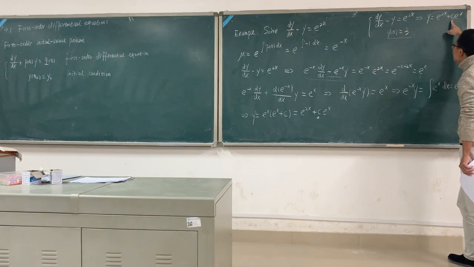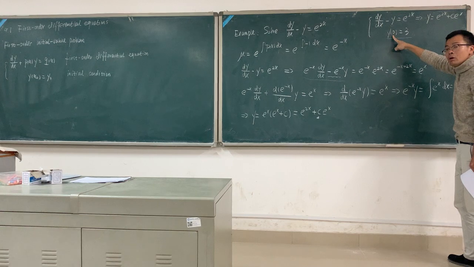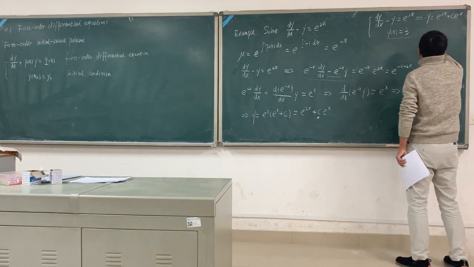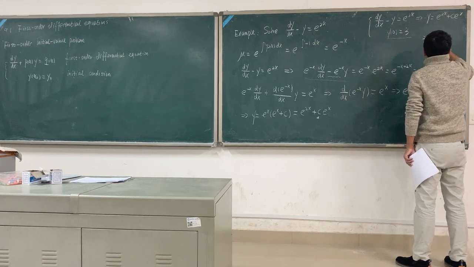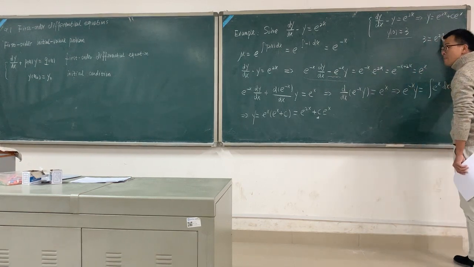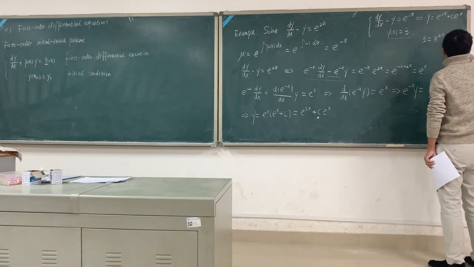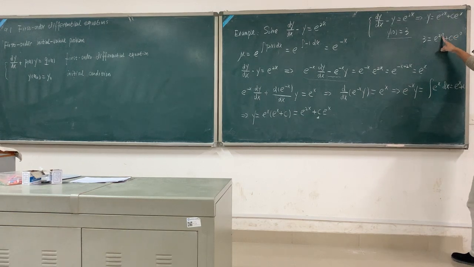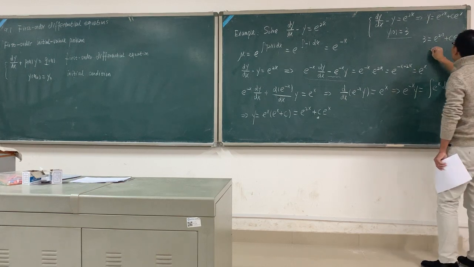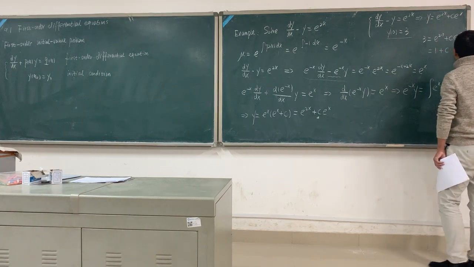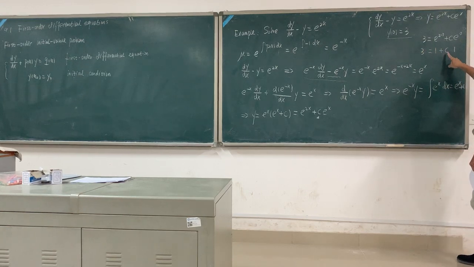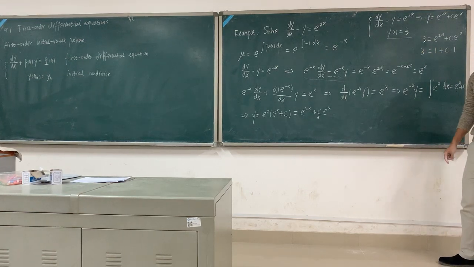We need to determine c. So we let x equal to 0, y should be equal to 3. So here means that 3 equals e^(2·0) plus c e^(0). e^(2·0) is e to the 0 power, what is that? 1. So here 3 equals 1 plus c times e to the 0 power, which is 1. So 3 equals 1 plus c times 1.